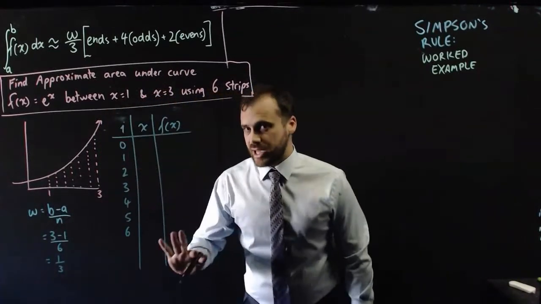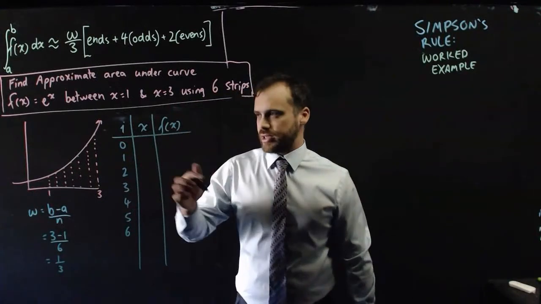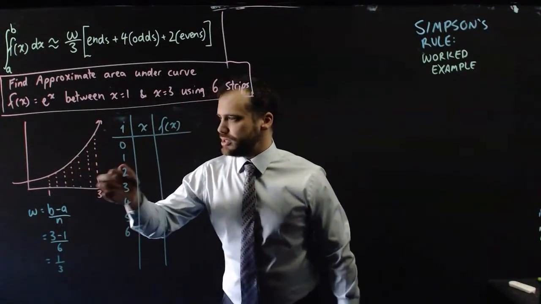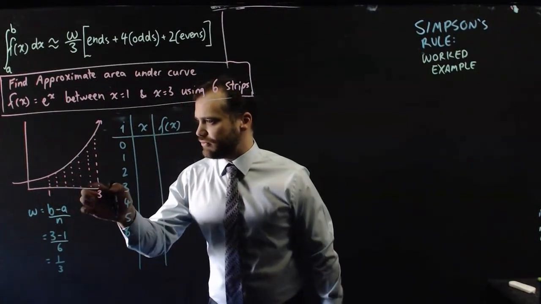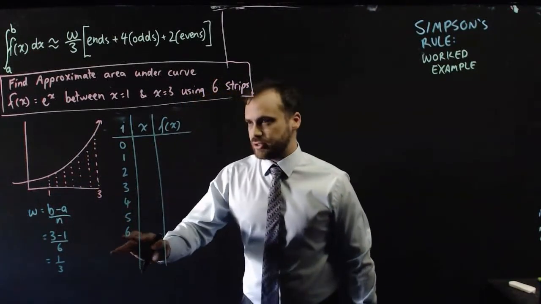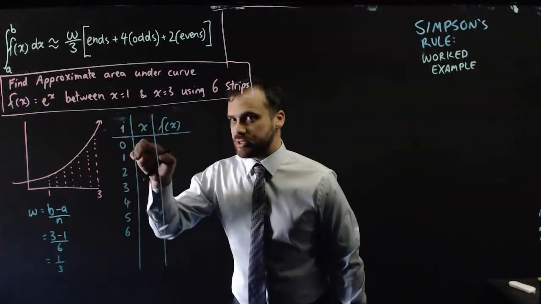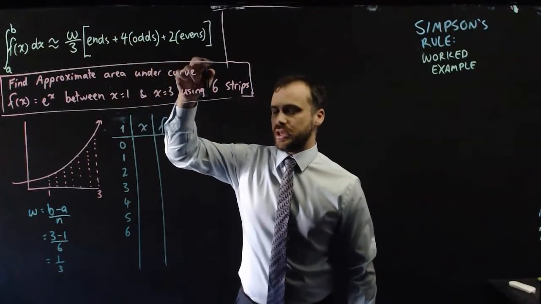Next thing, a nice little table here: i, x, f of x. Now, i is each point starting from the 0th point. So 0, 1, 2, 3, 4, 5, 6. The last value should be the number of strips. All right, always start at 0, otherwise you're going to mess up your odds and your evens.